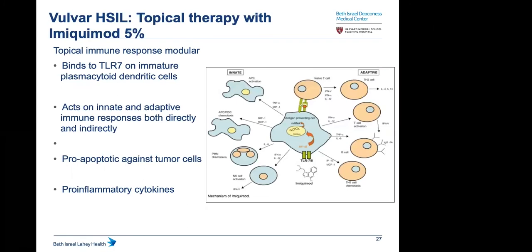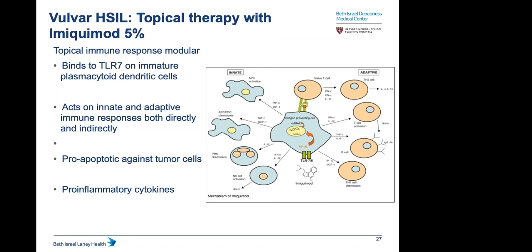And then finally, medical therapy. So we can treat vulvar HSIL, and as we mentioned before, low-grade dysplasia as well with topical imiquimod. Topical imiquimod is a cream. It's a topical immune response modifier. This particular medication binds to toll-like receptor 7 on immature dendritic cells, and it acts on both the innate and adaptive immune response, both directly and indirectly, and essentially can cause apoptosis in tumor cells.